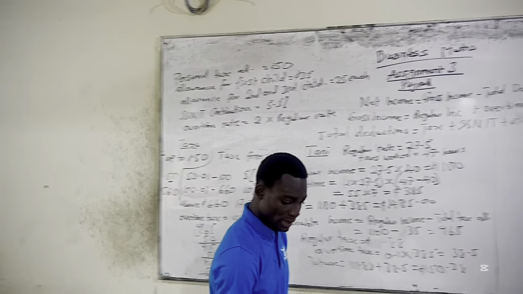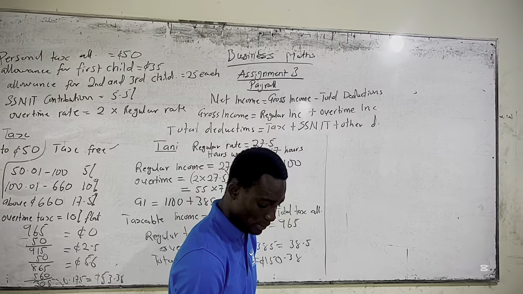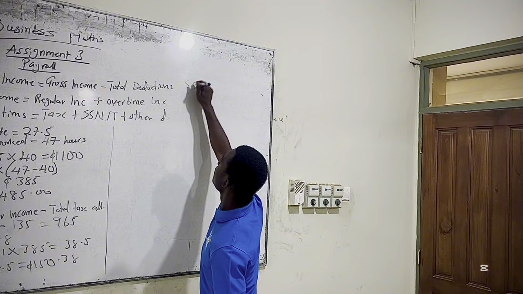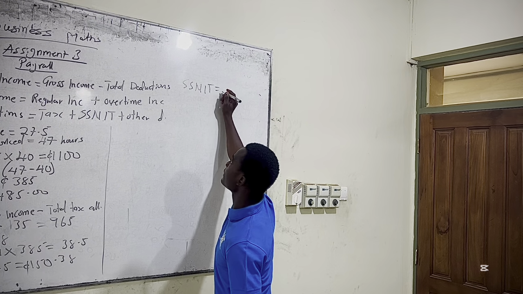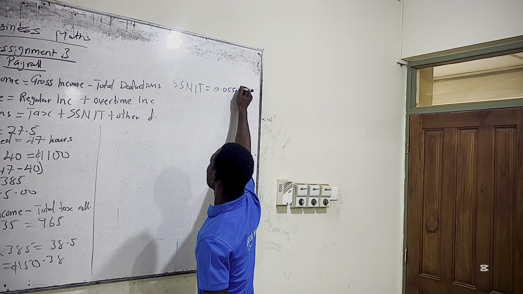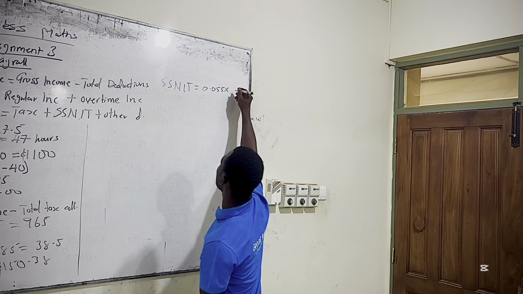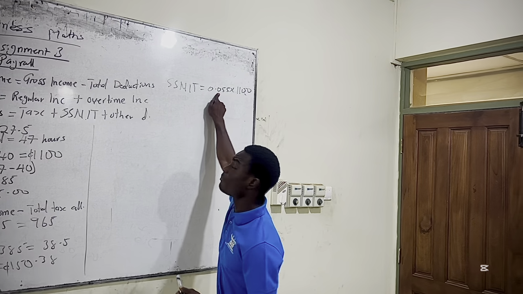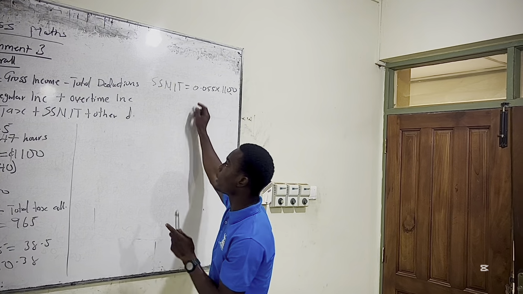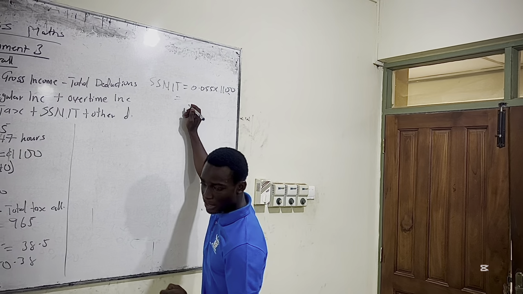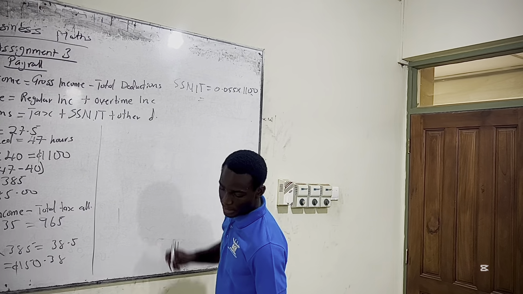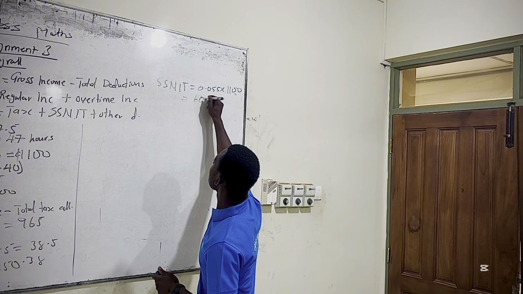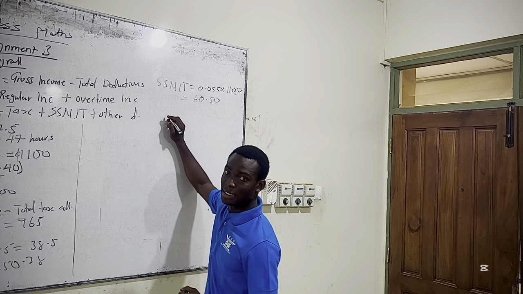Then you proceed to the deductions. Sorry, the next deduction, which is SNIT, right? SNIT is 0.055 times regular income. What is regular income? 1,100. Please do not make the mistake of multiplying this percentage by the gross income. It's so wrong. So therefore we are going to get a SNIT contribution of 60.50. Right, that is the SNIT.